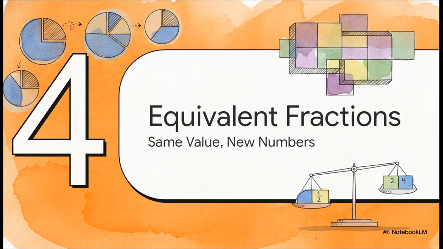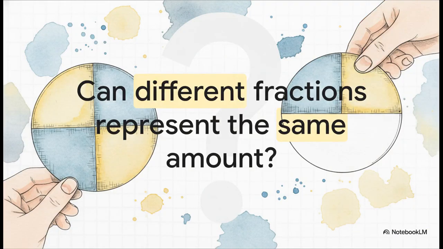Which brings us to Section 4, Equivalent Fractions Explained. Same value, new numbers. This is a fascinating conceptual hurdle that often trips people up. I want you to consider this. Can different fractions, using completely different numbers, represent the exact same physical amount? Think about it. If I cut a circular card into 4 pieces and take 2, do I have the exact same amount of card as if I cut it directly in half and took just 1 piece?